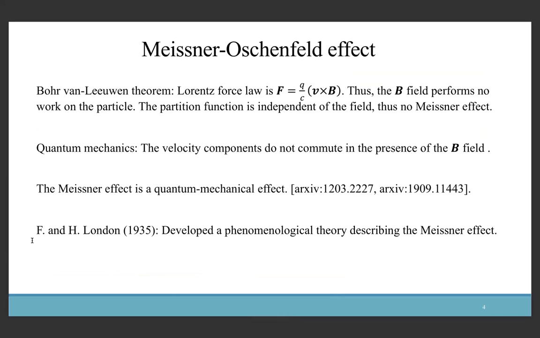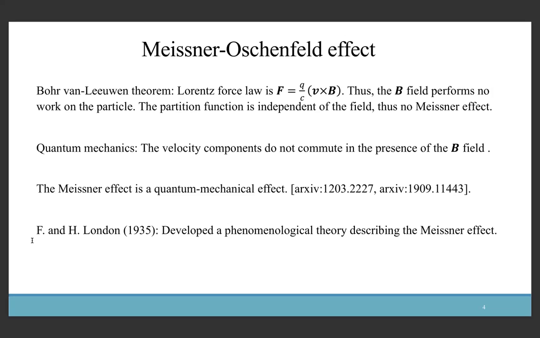So it's very easy to show that in a classical theory, there's no Meissner effect. And this follows because the Lorentz force law of a charged particle in the presence of an external magnetic field is perpendicular to the velocity, and therefore the magnetic field would perform no work on the particle. And so this means that the partition function will be independent of the magnetic field. And in particular, the equilibrium current would be independent of the magnetic field. And so there's no current which can screen the magnetic field, and thus there would be no Meissner effect.